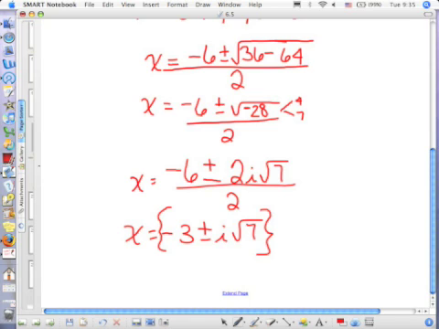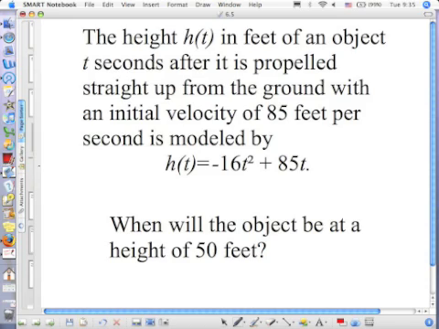Okay, we're not going to work this, but I want you to look at it. The height in feet of an object t seconds after it is propelled straight from the ground, blah, blah, blah. Okay, what does that mean? Visualize it. I got a ball and I throw it up in the air. What's going to happen eventually? It's going to come back down. Think of the path of the ball. What does that look like? A parabola. It's a quadratic function, all right?